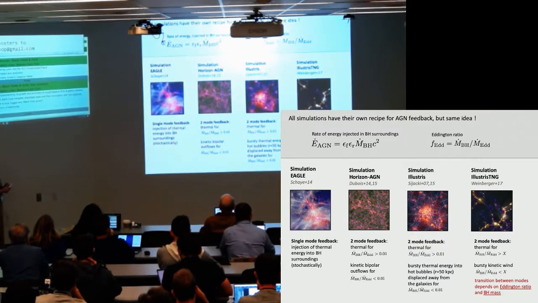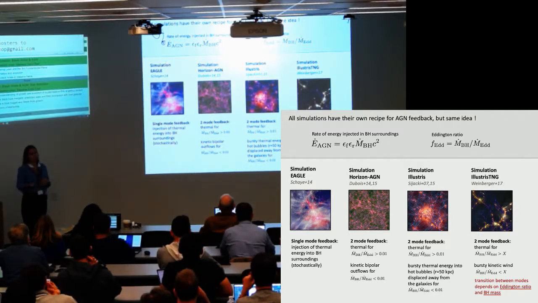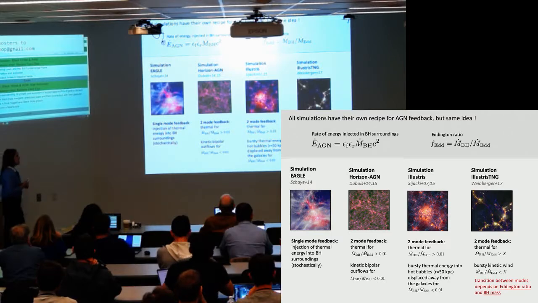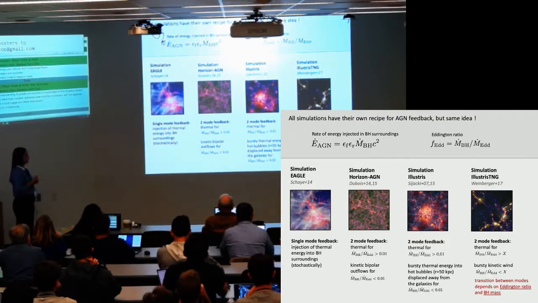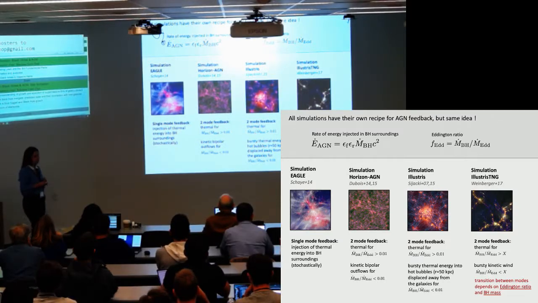All the simulations rely on AGN feedback. However, they use different recipes to inject energy in the surroundings of the black hole. But the idea is the same: you want to inject energy, and this energy rate is proportional to the accretion onto the supermassive black hole. Just to give you some ideas, in the Eagle simulation, they only use thermal energy injection in the surroundings of the black hole. Horizon AGN uses a two-mode feedback: thermal for highly accreting black holes, or high Eddington ratio, and a kinetic mode at a later time.